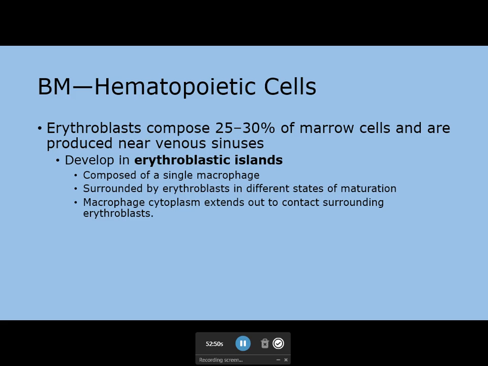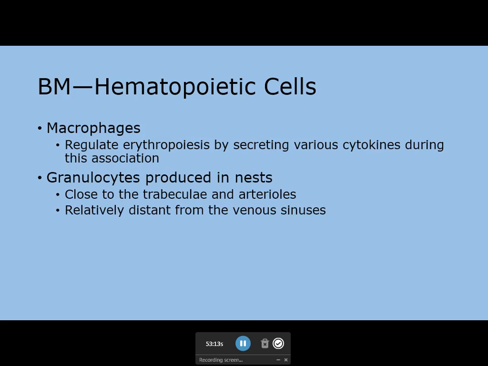All right. Erythroblasts compose 25 to 30% of your marrow cells and are produced near venous sinuses, so around the sinuses of veins. They develop in those erythroblastic islands, like we talked about. You have a big macrophage, then the early cells, and then the more mature cells as it goes out around it. The macrophages are there also, secreting cytokines and playing a role in phagocytosis. They regulate erythropoiesis, which is the production of the red cells. That's a big job that macrophages have.